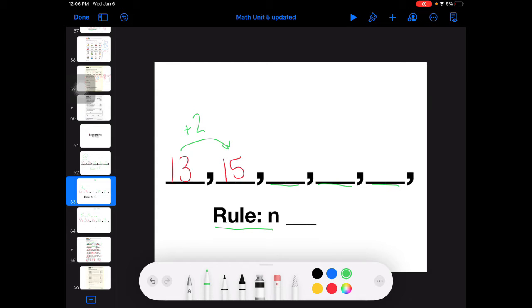So then my next rule would be plus 2 is my rule. Now I go 15, 16, 17. So my next one would be 17, and I used my fingers instead of tallies. So then I go 17, 18, 19. So my next number would be 19. 19, 20, 21. See, there's a pattern.